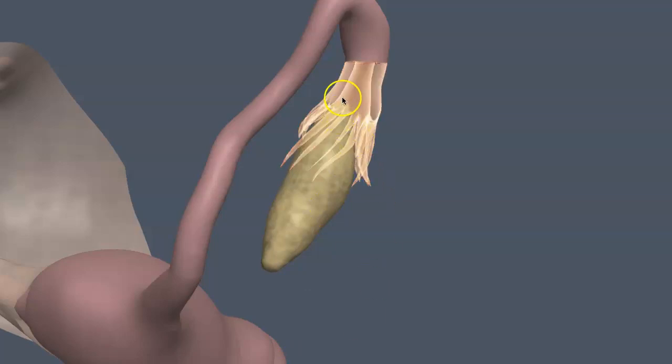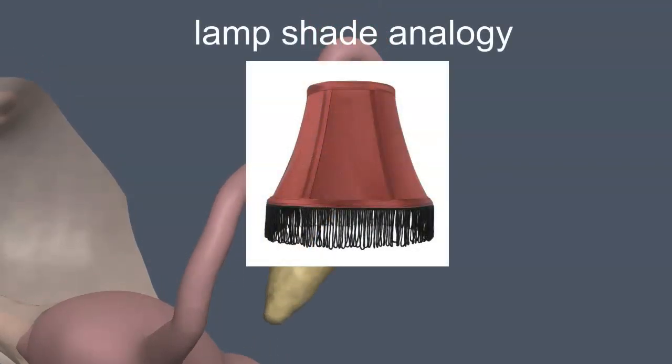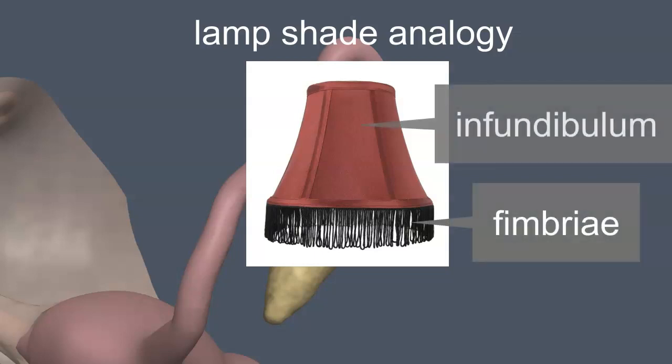Here you can see the infundibulum, the hollow funnel-shaped region. This region has a structure that reminds me of a lampshade, where the fringe are the fimbriae and the actual lampshade is the infundibulum.